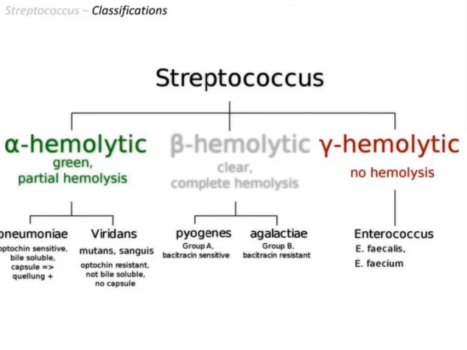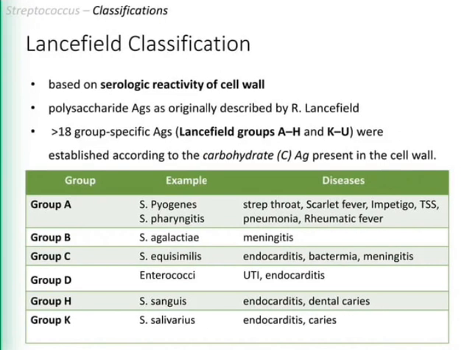In partial hemolysis, there will be pneumoniae and viridans. In clear, complete hemolysis, there will be pyogenes and agalactiae. And in no hemolysis, there will be the enterococcus.